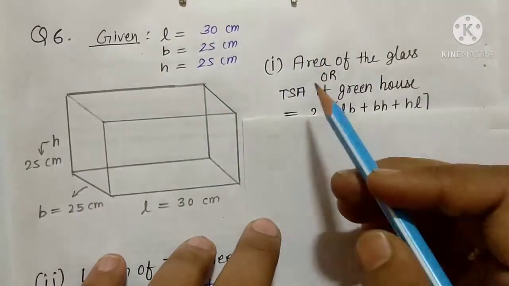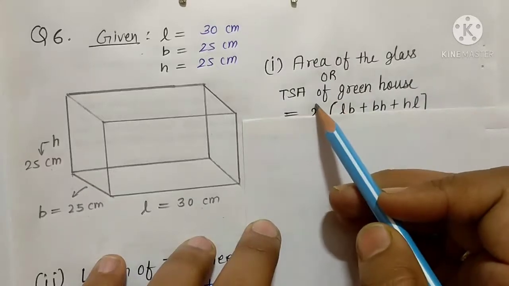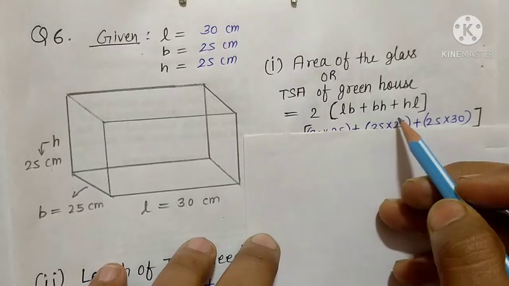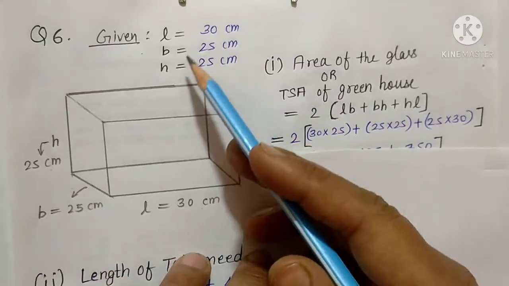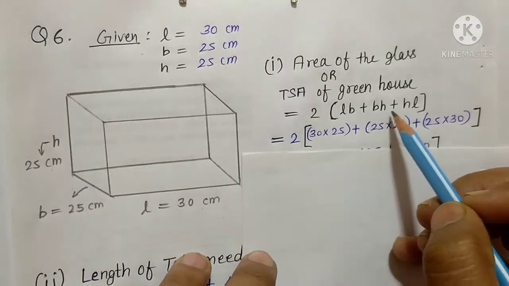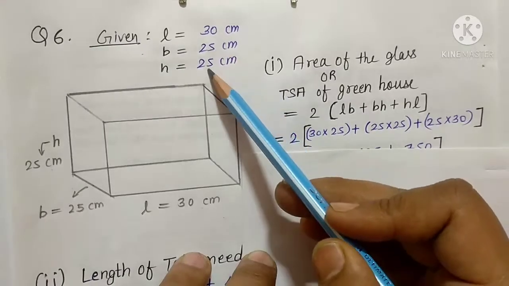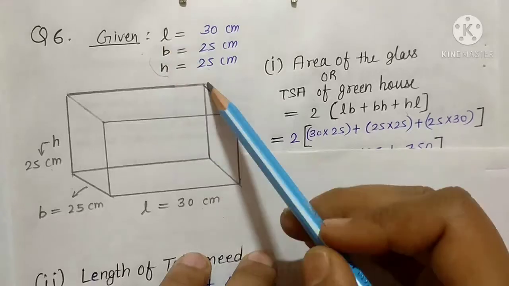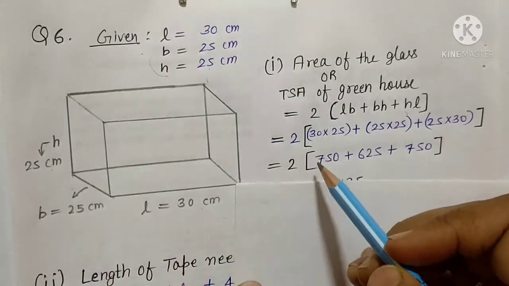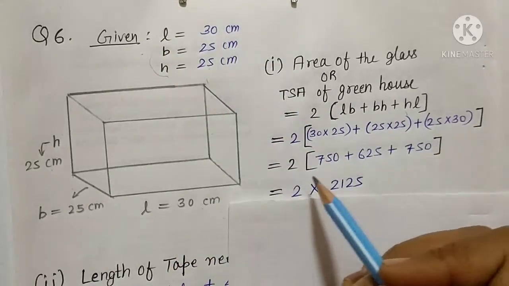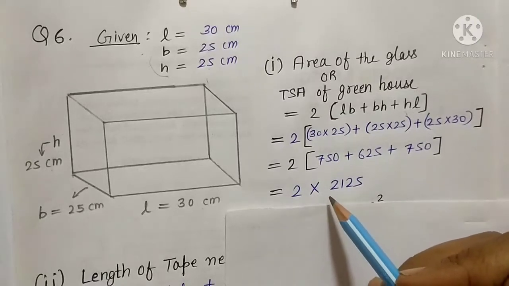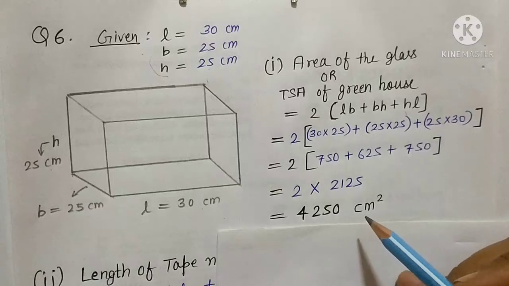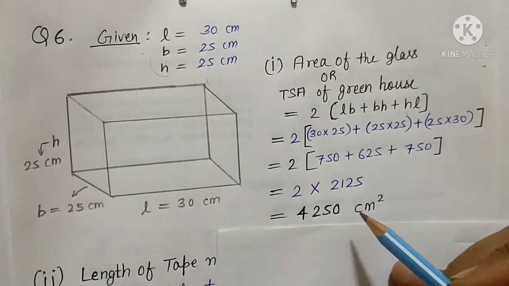So first, the area of the glass, or TSA, total surface area of the greenhouse herbarium, is 2 into LB plus BH plus HL. Now we put the values: L into B, 30 into 25, B into H, 25 into 25, and at last H into L, 25 into 30. So we get 750, 625, 750. When we add them, it comes to 2125, multiply by 2, it comes to 4250 centimeter square. This is the area of the glass.